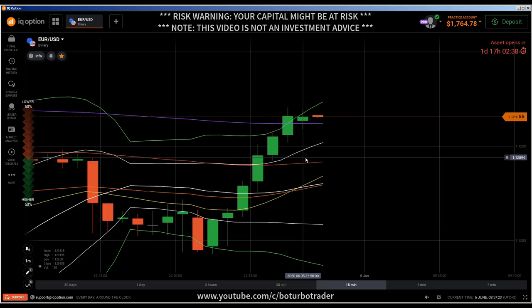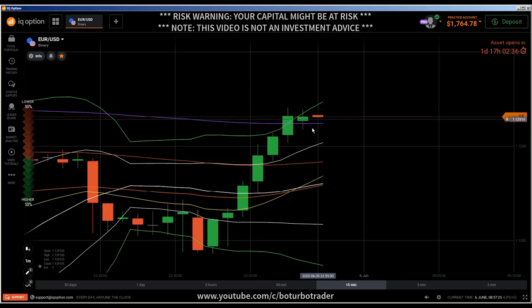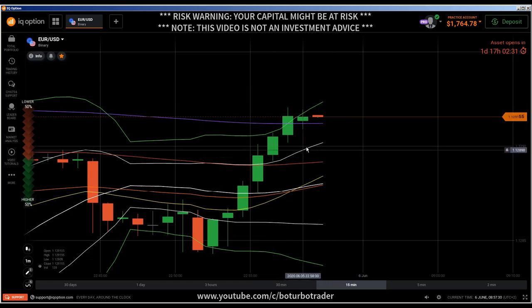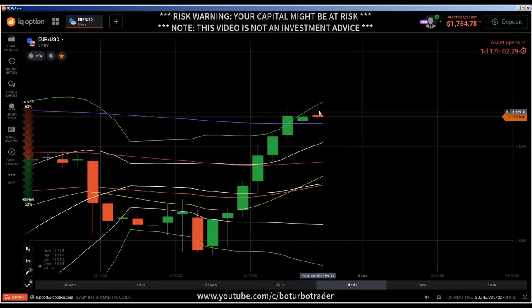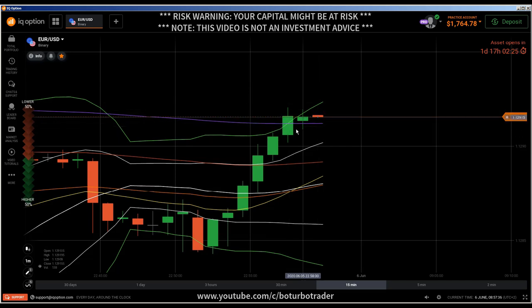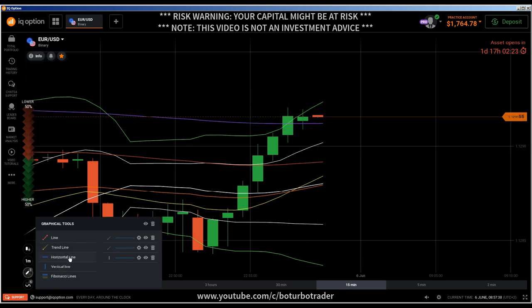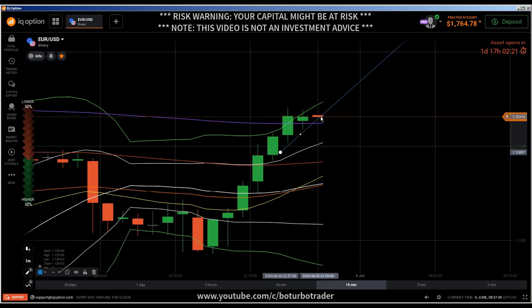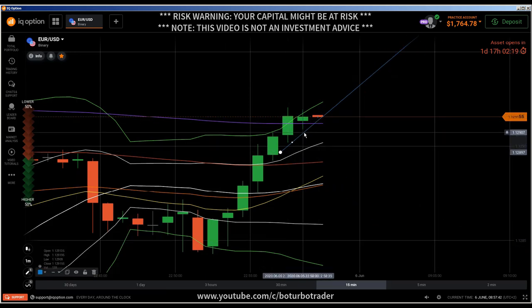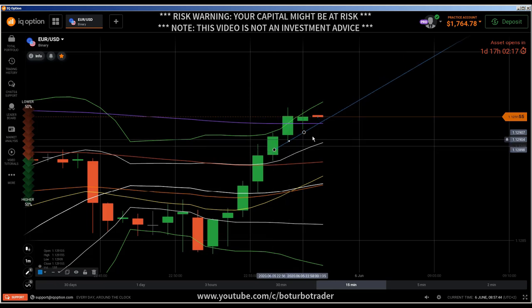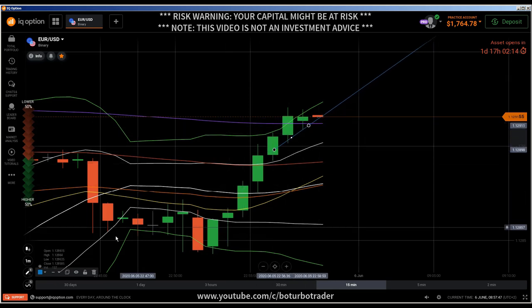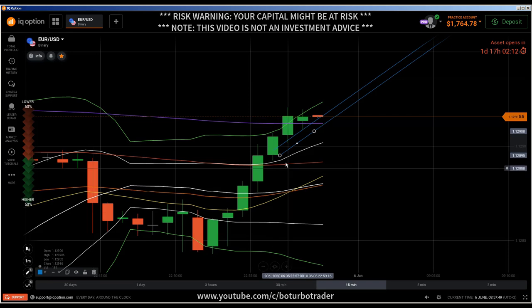I have to say that at the end of the New York session, Friday New York session, we have a low volume market. These candles here are candlesticks which are not telling you anything. The only thing I can predict for next week, Monday, is this: I draw the trend line here, and you see we see a trend line here too.